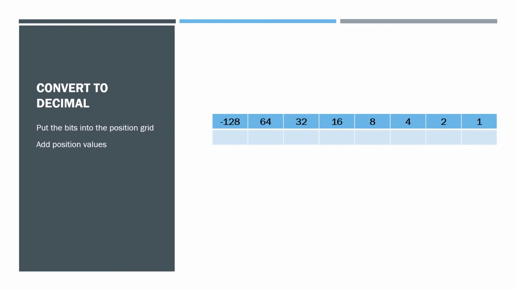In order to convert a 2's complement number into decimal, you create the position grid with the most significant bit having a negative value. You then put the binary digits into the position grid and you add the values together in the usual way. So in this case, minus 128 plus 16 plus 8 makes minus 104. So this pattern of bits represents minus 104.